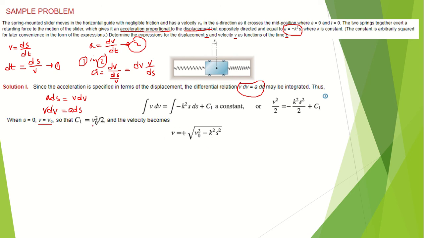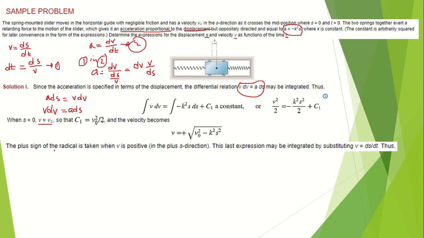After substituting this, combine it here, then multiply both sides by 2 just to eliminate the fraction, so that you will deal only with this one. Of course you have the C1 here. After simplification, we get this v, and we take the positive value of the velocity. The plus sign of the radical is taken when v is positive in the plus s direction. So that's why we take the positive here.